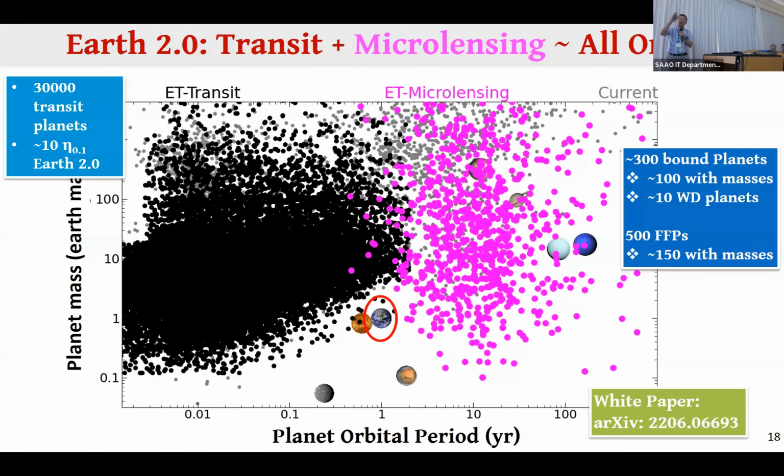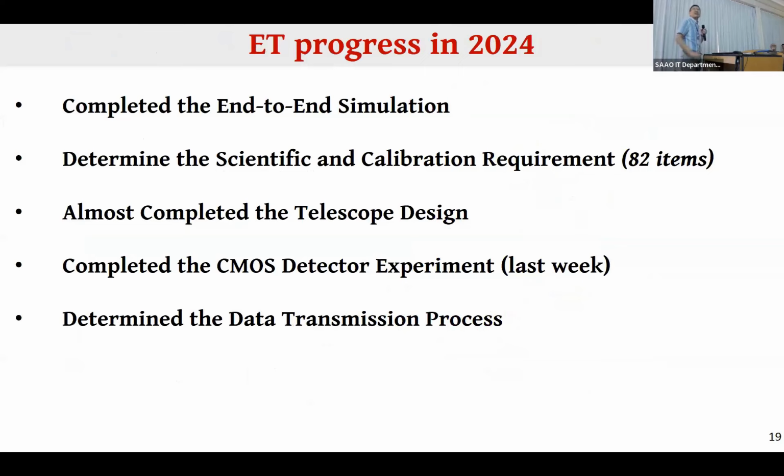Now, the overall science goal is to detect a factor of 10 more transit planets around bright stars, and perhaps 10 Earth-2 systems, as shown here. And in terms of microlensing, we hope to detect maybe 300 bound planets and 500 free-floating planets. 1/3 of each category will have mass determinations. So if you want to read more, you can go into this white paper.